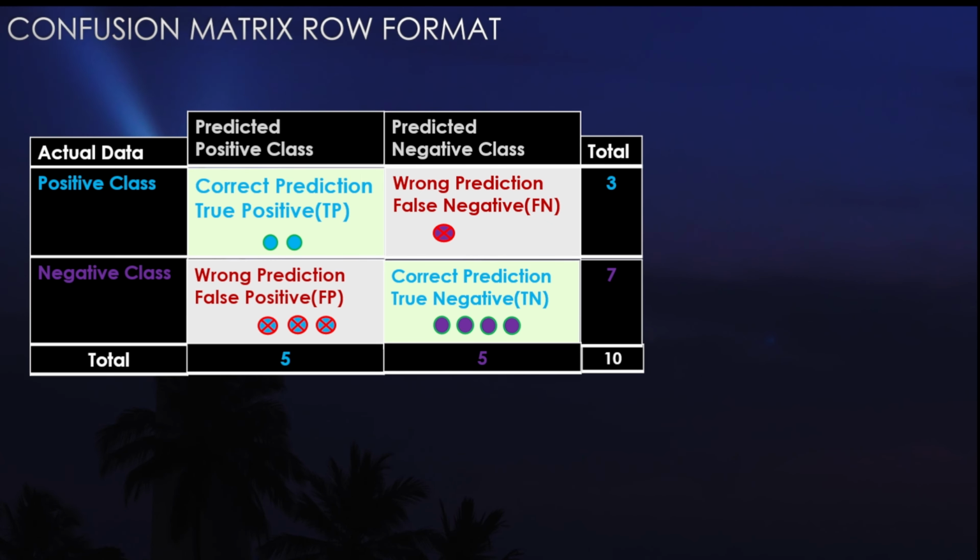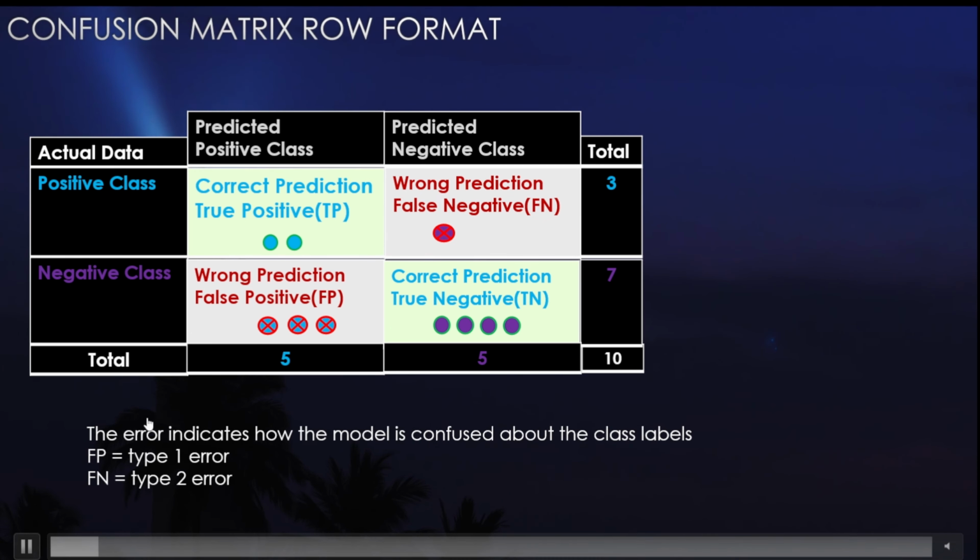Now using this matrix, a lot of evaluation metrics can be formulated. We'll focus on those which are very important for most industrial cases. These two errors are also known as type 1 error and type 2 error in some places.